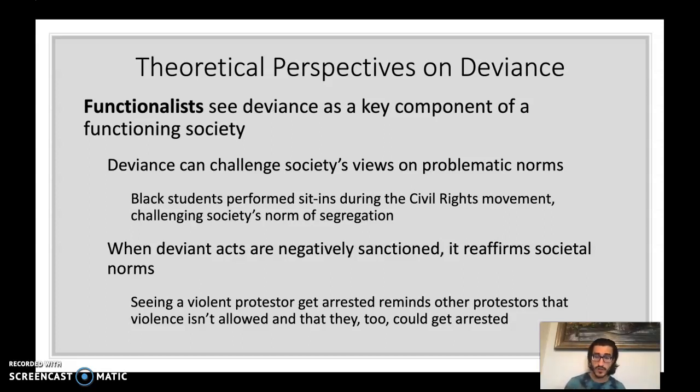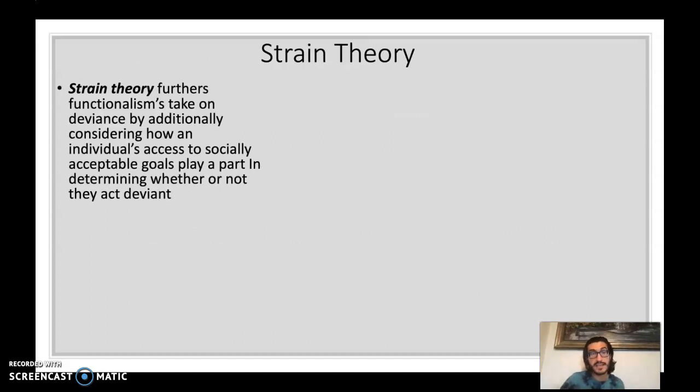Society learns, we socialize people, that to act deviantly, to challenge the norms of society, has negative repercussions. So a functionalist suggests that policing deviance in this way can be beneficial for society because it keeps other people from engaging in crime. So strain theory is one of those extra theories that I said we are going to use to supplement our discussion on crime today, and it's kind of an extension of functionalism in some respects. It takes functionalism further by additionally considering how an individual's access to socially acceptable goals plays an important part in determining whether or not they will act deviantly.